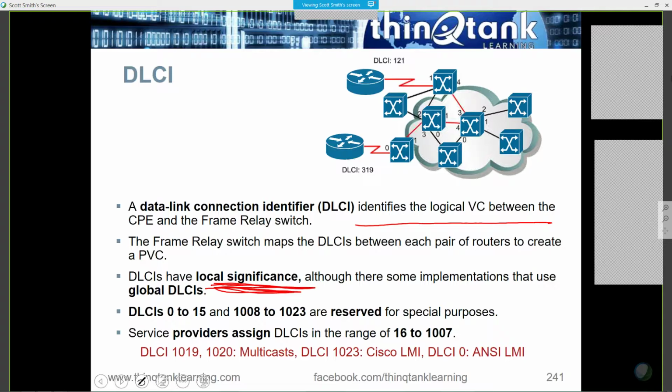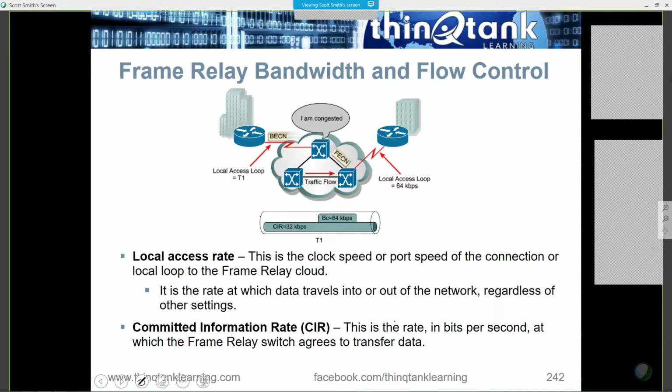Now there are some reserved DLCI addresses. I put them on here even though you don't really have to know them. This is really the range of DLCIs that you're going to see, 16 to 1007. Again, not something you're tested on. A DLCI allows us to map what to what? Local DLCI to remote IP.